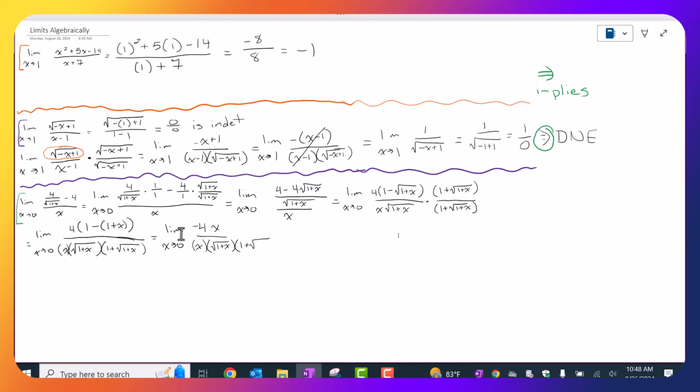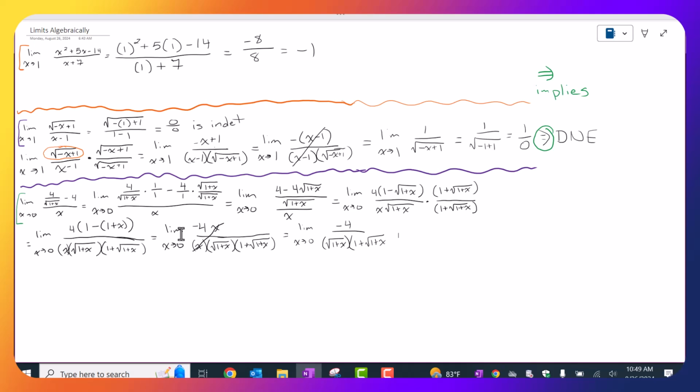Negative 4x over x times the square root of 1 plus x times 1 plus the square root of 1 plus x. Okay. Common factor on the numerator and denominator. They both have an x in them, so we can simplify that out. And then we get the limit as x approaches 0 of negative 4 over square root of 1 plus x times 1 plus the square root of 1 plus x.